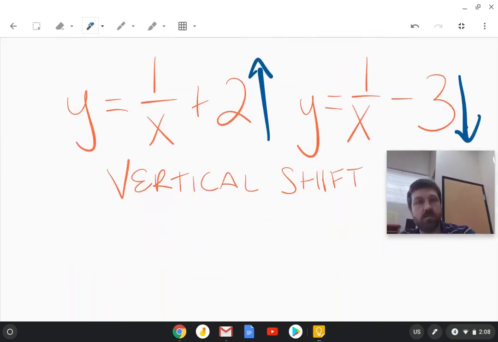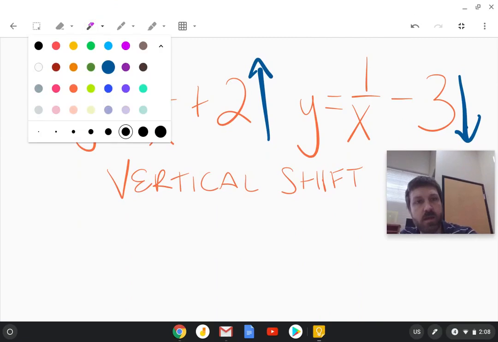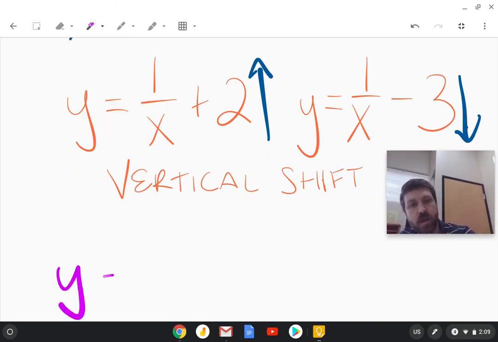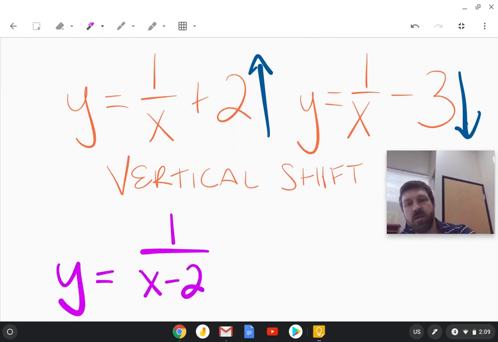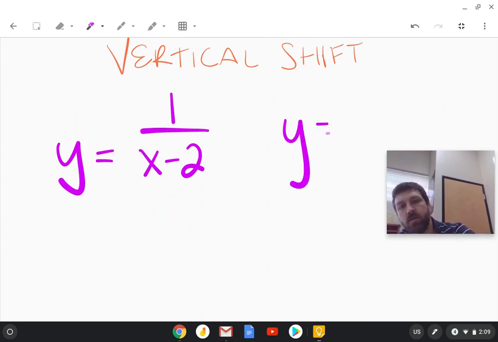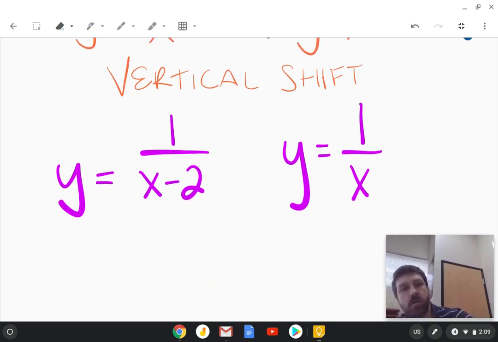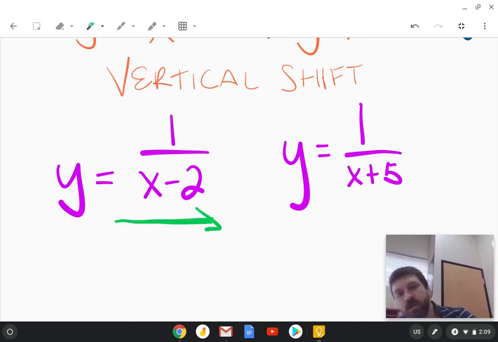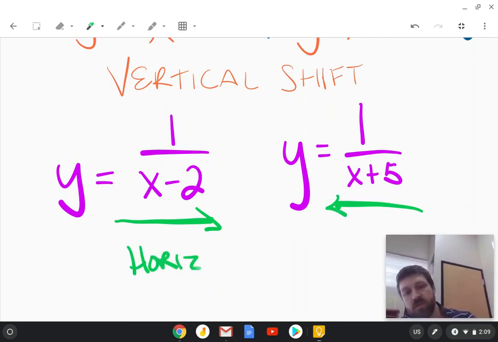What happens when I do the following? What happens when, let's say, I change the graph in this way? y equals 1 over x minus 2 versus y equals 1 over x plus 5. Well, when I subtract a number here, the graph is going to end up moving to the right. And when I add, the graph is going to end up moving to the left. So this is what we call a horizontal shift.